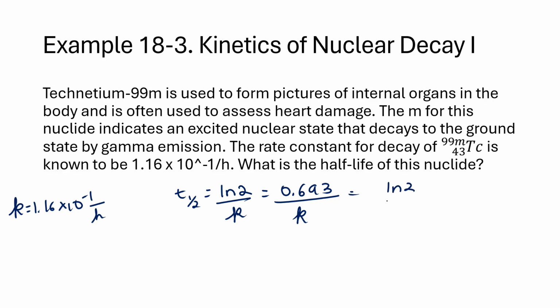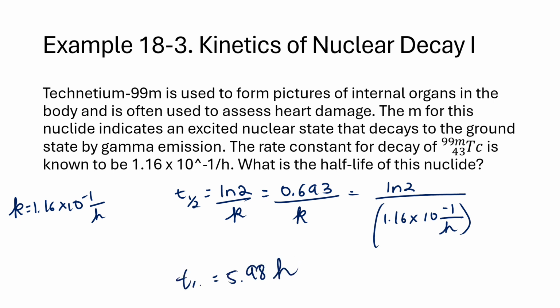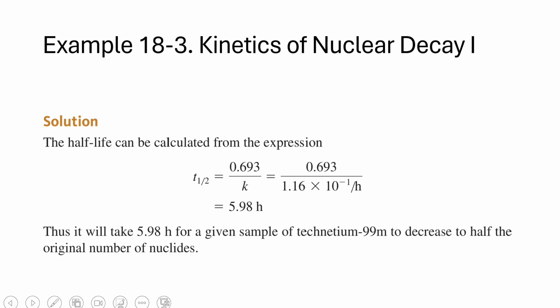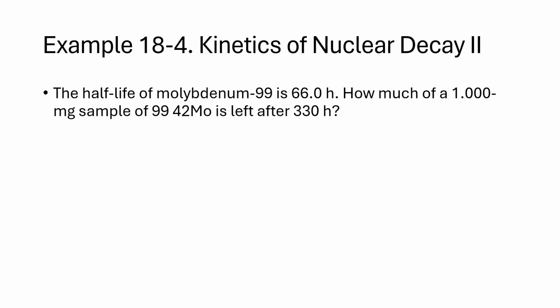ln2, or 0.693, divided by 1.16 times 10 raised to negative 1 per hour. That gives us 5.98 hours. So it takes 5.98 hours for a given sample of technetium to decrease to half the original number of nuclides. All right, so let's go to kinetics of nuclear decay too.